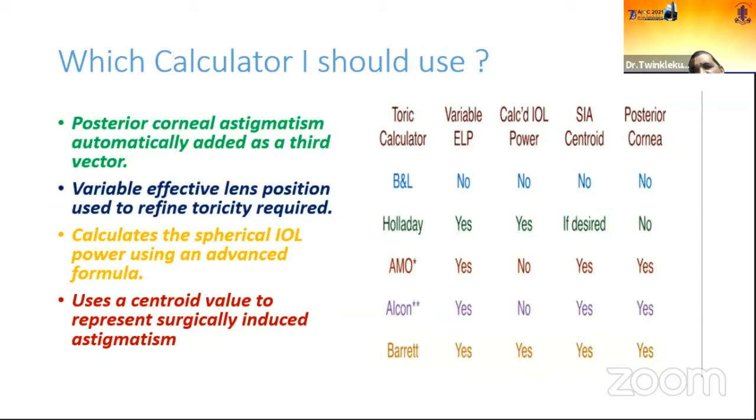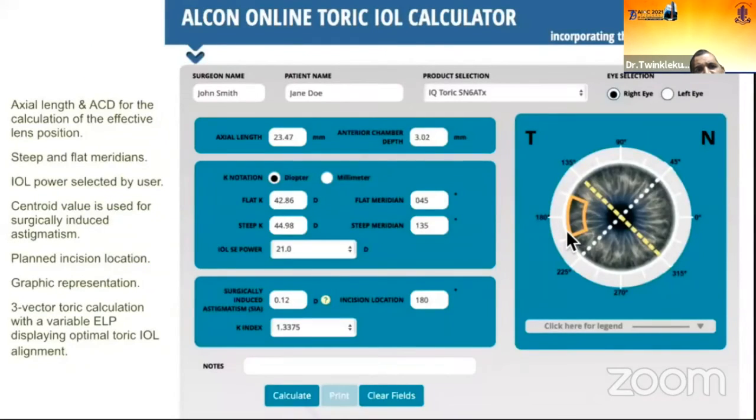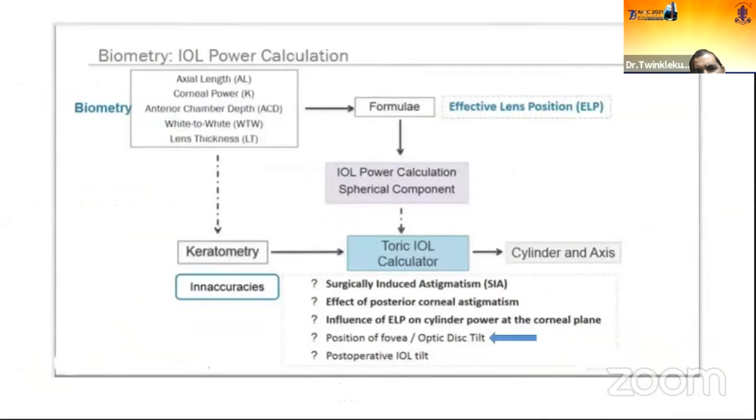The Alcon and AMO toric calculators are also very good, but the only problem is that you have to import the spherical IOL power from your calculations. So this is the Alcon toric calculator. This one is the Barrett toric calculator.